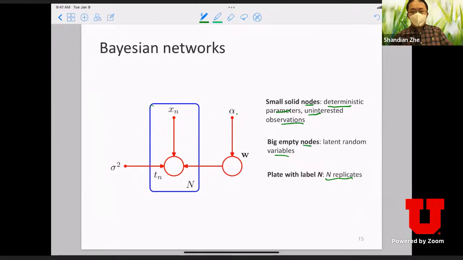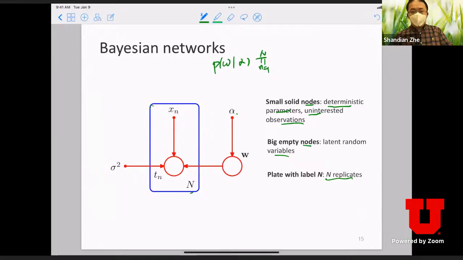Okay. If you look at this, you should be able to write down the joint probability. We know, okay, for the W, we must have some prior, right? Given alpha, and alpha, we just assume it is a known fixed constant. And then given this plate, there must be the same component, of the same form, replicated n times. Right? So we're going to write down the product.